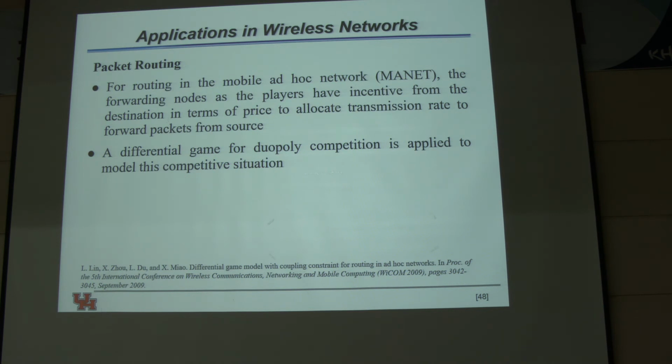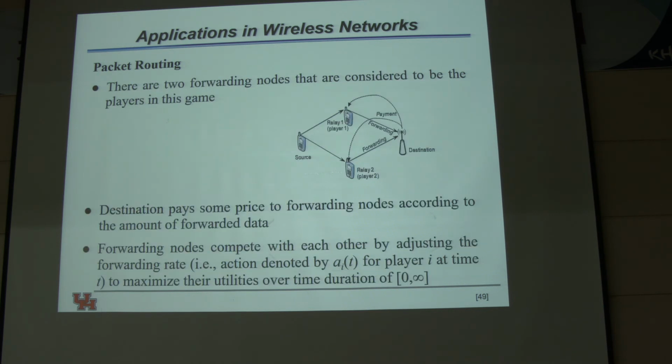So for packet routing, we try to formulate. There are two forward nodes, player 1 and player 2, considered to be in the game. And the destination pays some money according to the amount of forward data. And the forward nodes compete with each other. These two compete with each other by adjusting the forward rate, so how much I want to forward, to maximize the utility over time.